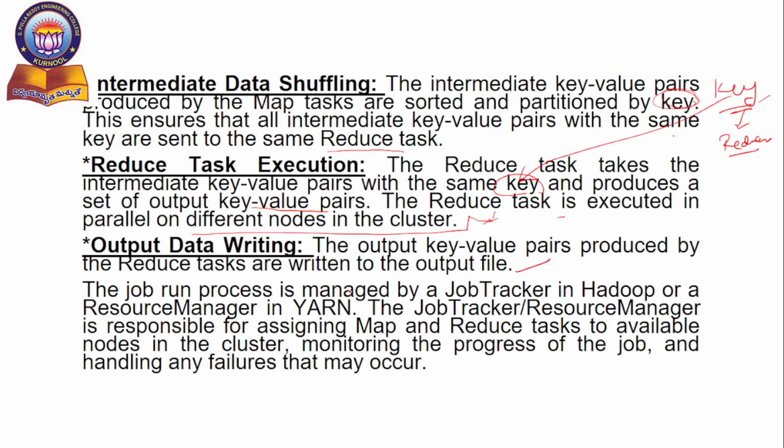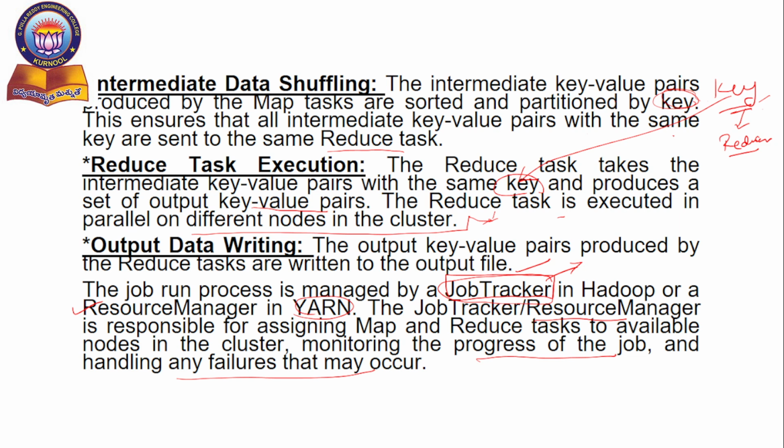The job run process is managed by a job tracker in Hadoop. As we know, we are talking about Hadoop. The job run is called a job tracker in the Hadoop system, or a resource manager in Yarn. If you are using Yarn as a job manager, then you will use the resource manager, which takes care of the job run process. The job tracker or resource manager is responsible for assigning map and reduce tasks to available nodes in the cluster, monitoring the progress of the job, and handling any failures that may occur during the MapReduce task.